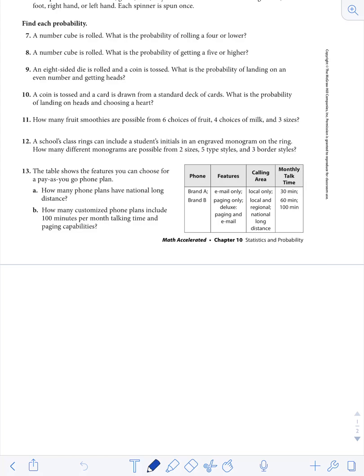Just wanted to help you solve problem number 13 on the homework. I got a lot of emails about this and just wanted to help you out.